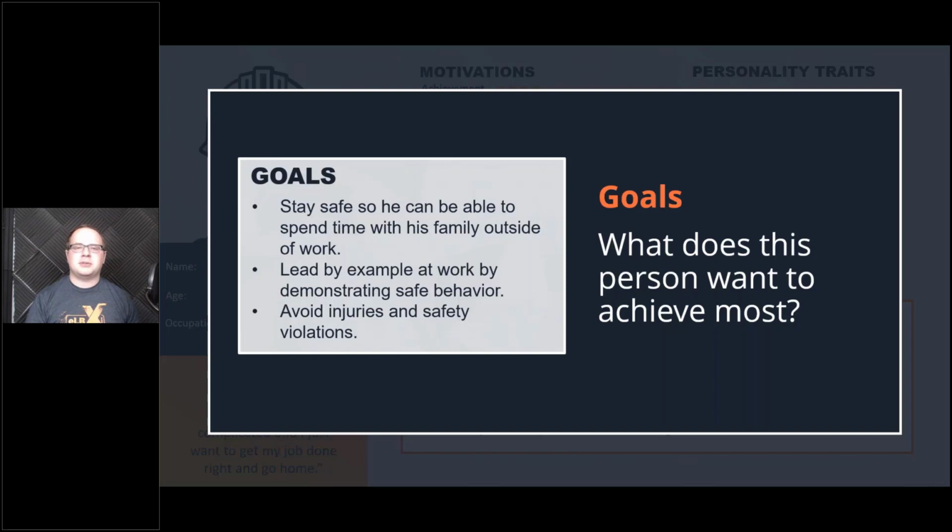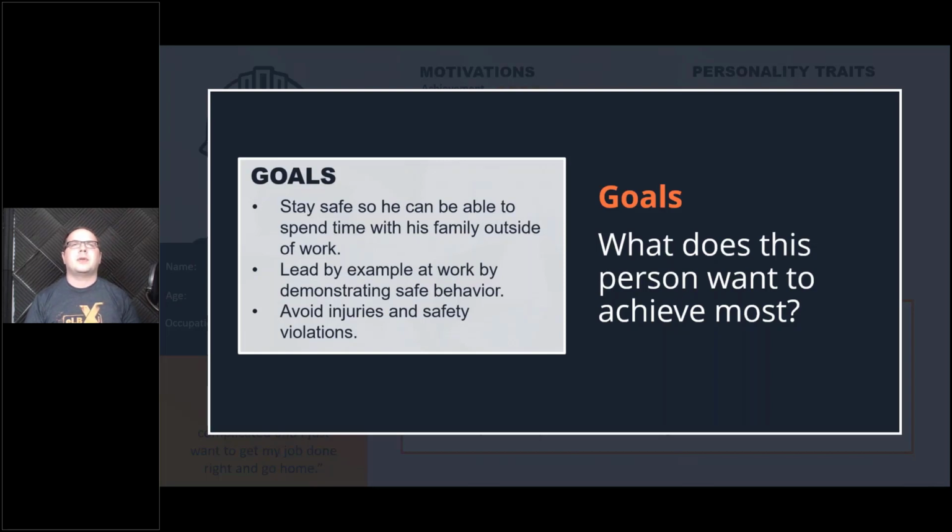It says he wants to stay safe so he can spend more time with his family outside of work. Really, that's his motivation: he wants to just do his job, stay safe, and go home. He wants to have some time outside of his work. But at work, he wants to lead by example by demonstrating safe behavior, and he also wants to avoid injuries and safety violations. These are his key goals, and these are things we can teach towards to help him out.